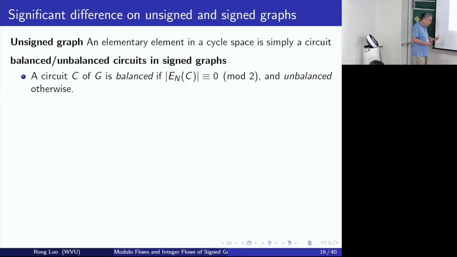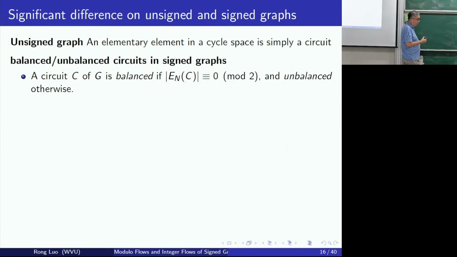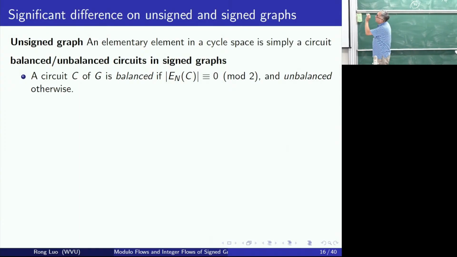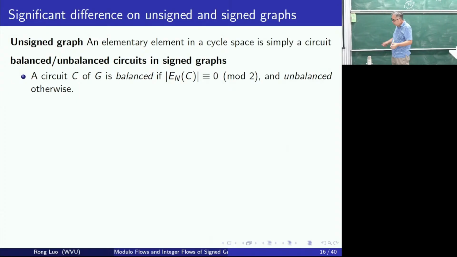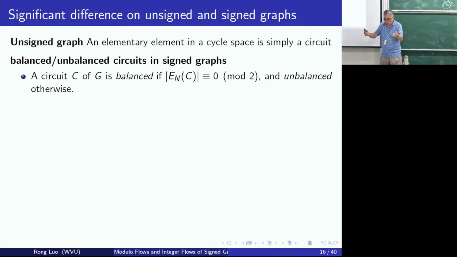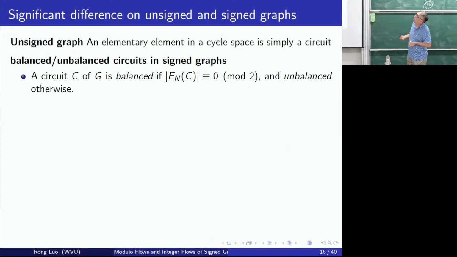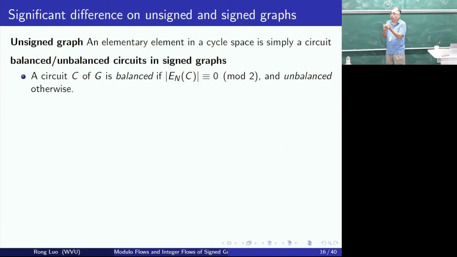So what's another difference? So far we don't see a significant difference between signed graph and unsigned graph besides the orientation, right? Another significant difference between the signed graph and unsigned graph: if you look at the matroid, we know the graphical matroid for graphs is given by the incidence matrix. The incidence matrix is a 0, 1 matrix for an unsigned graph, and the minimal dependent set is a connected 2-regular graph, which is a simple cycle.